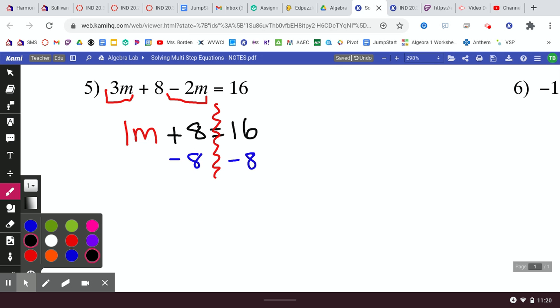And do I have to write that 1 in front of the m? What do you guys think? Nope.